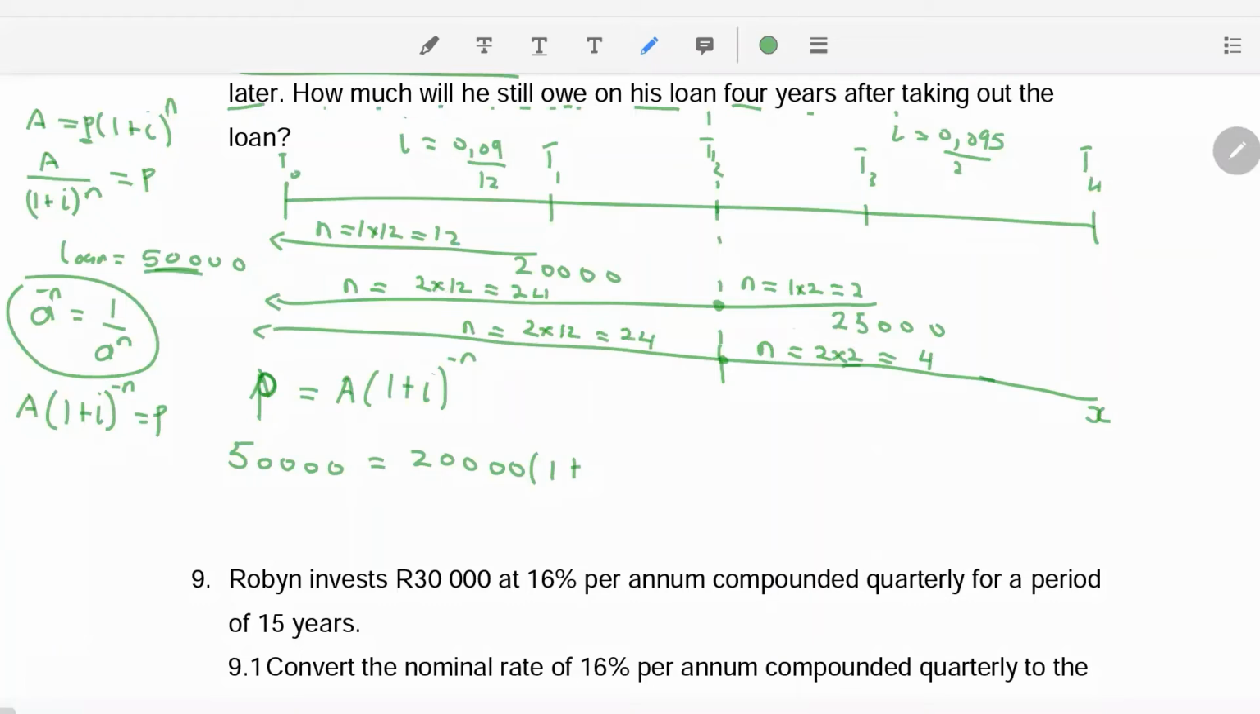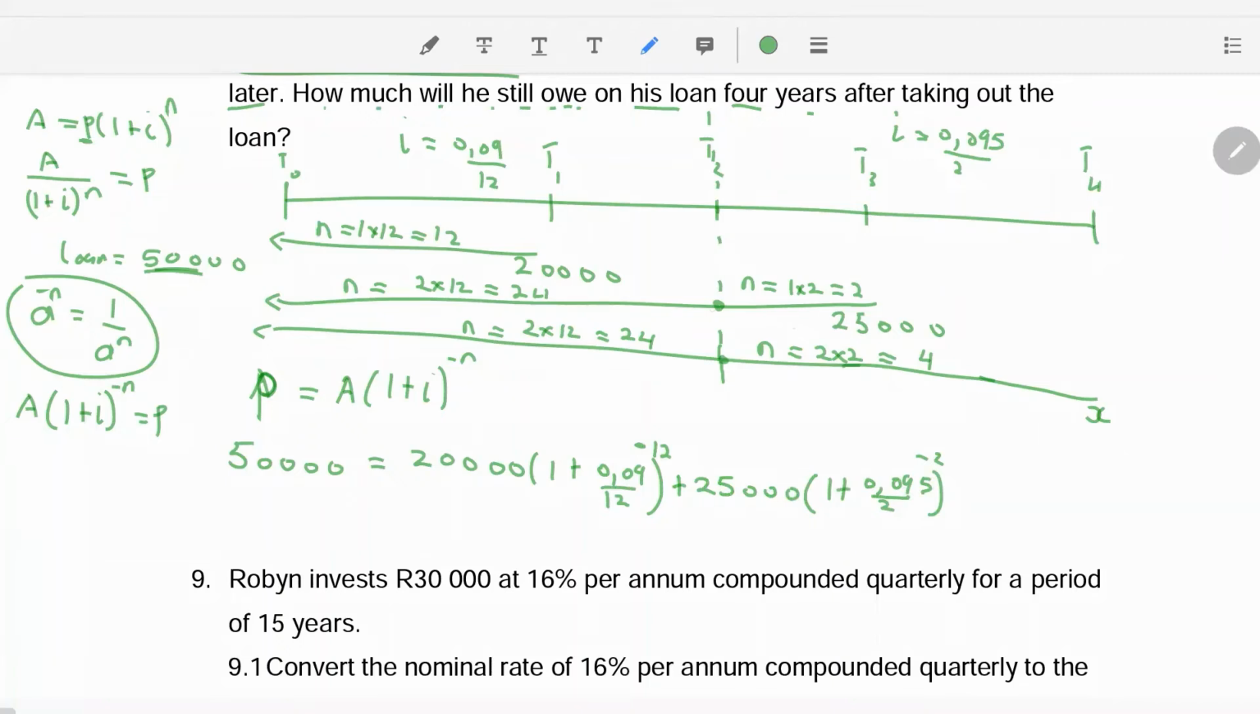So for the 20,000, it is experiencing only one interest rate of 9% compounded monthly, so to the power of negative 12, because we are calculating back in time. Then plus the 25,000, so we are working it back in time. So we'll start with 1 plus 0.095 divided by 2 to the power of negative 2.